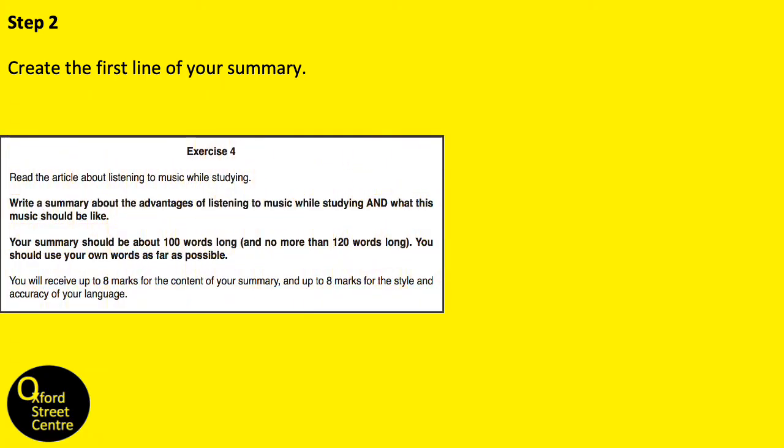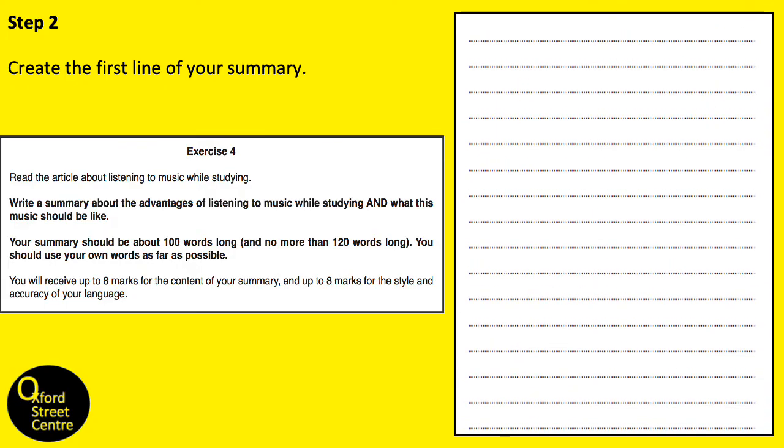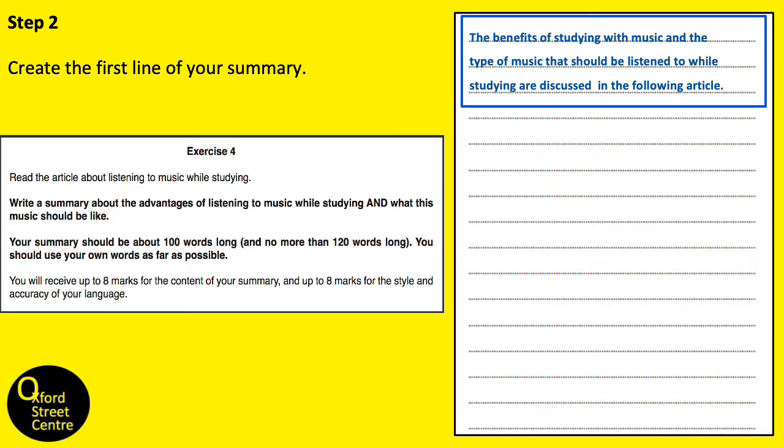Step 2. Create the first line of your summary by paraphrasing the topic given to you in the question. In this question, for example, a good paraphrase for the advantages of listening to music while studying and what this music should be like can be: the benefits of studying with music and the type of music that should be listened to while studying are discussed in the following article.